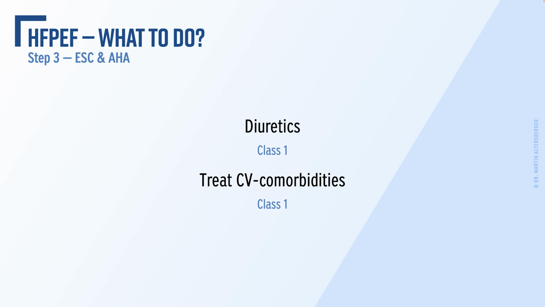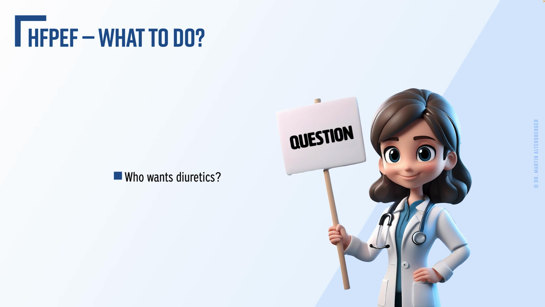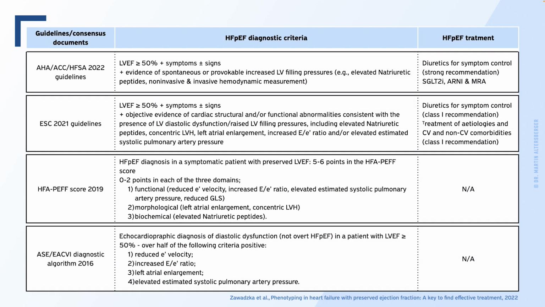Also treat CV comorbidities. But in this case, who with those findings, the clinical findings, and only the ejection fraction above 50%, who actually wants diuretics? Well, I surely don't. And here we have some more diagnostic criteria about how to define if a HFpEF is present. But I want to move on because we now have some treatment options.